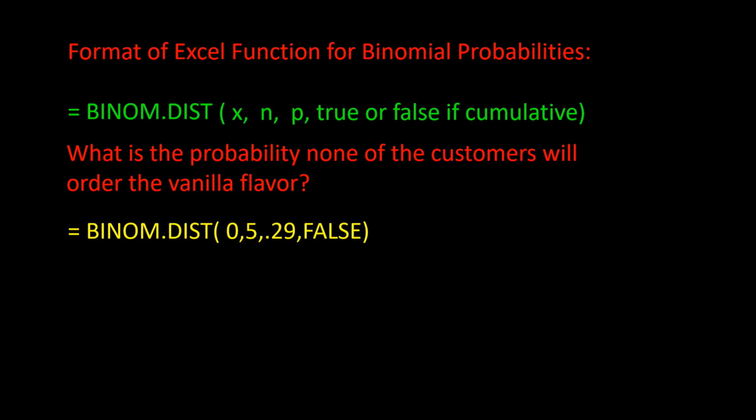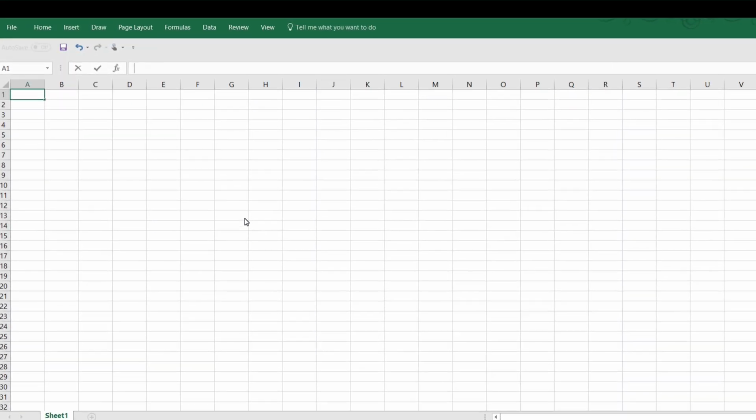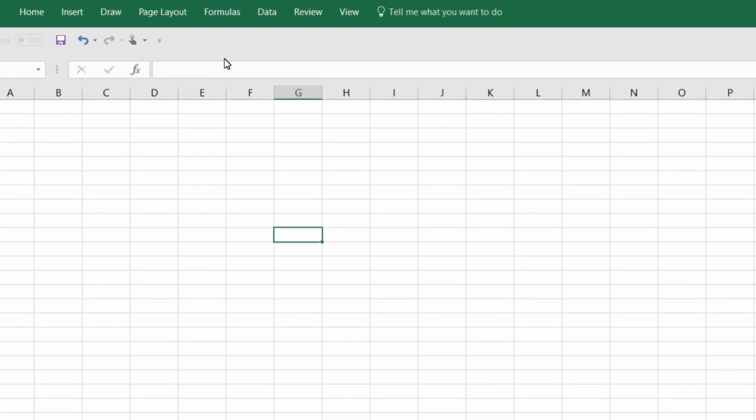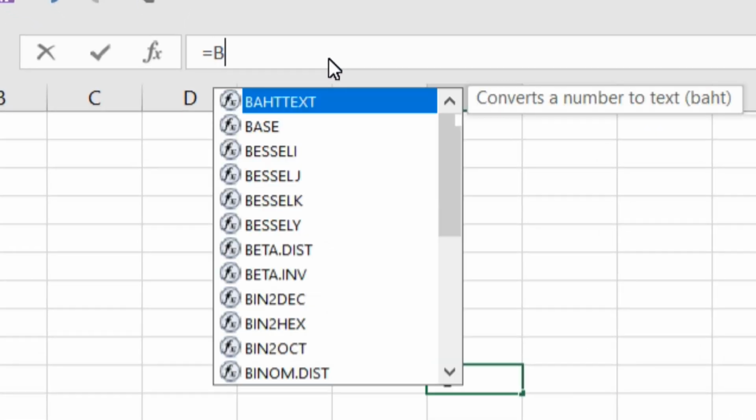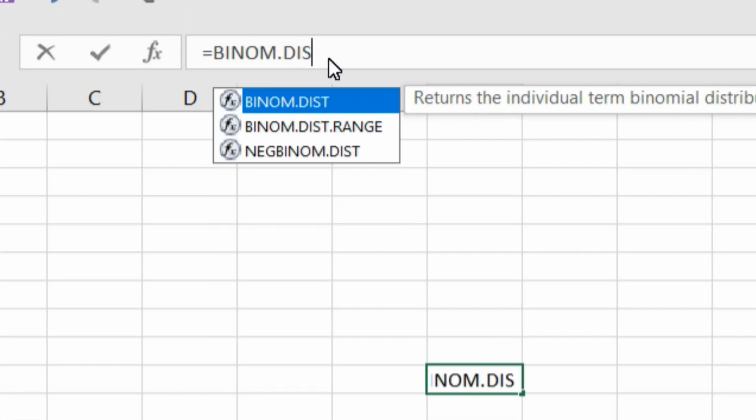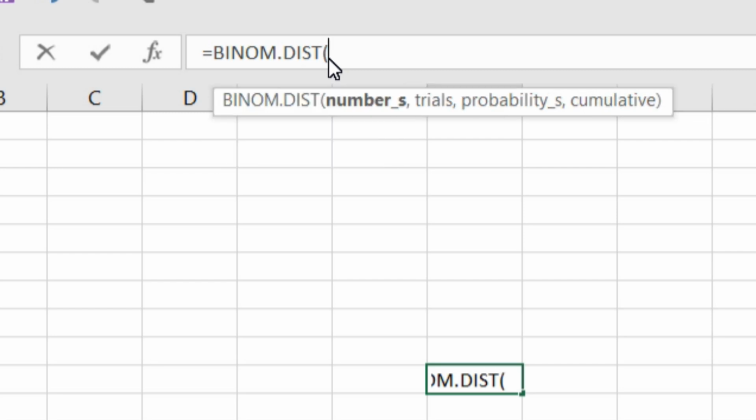So let's go to Excel and see how this works, and the answer we get in Excel should be the same as this that we did by hand, which was 0.18042. Okay, let's see how it's done in Excel. We're going to type in equal to Binom.DIST, open parentheses. Now it says number of successes, and that's X, and X is 0.